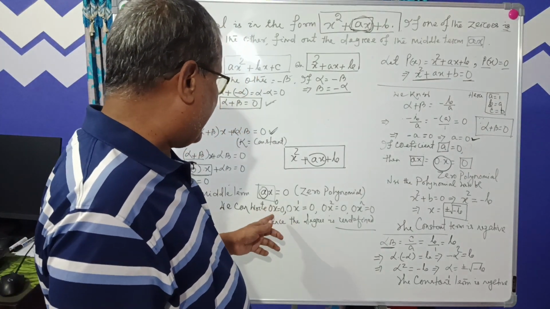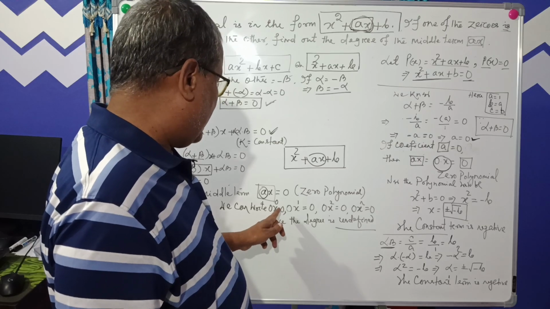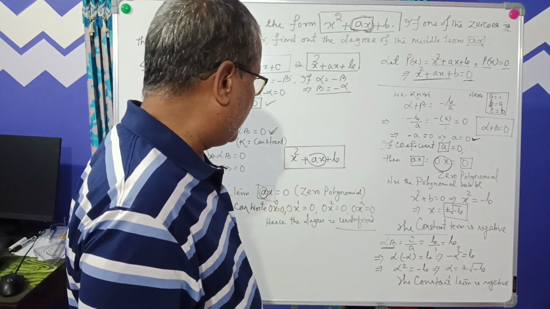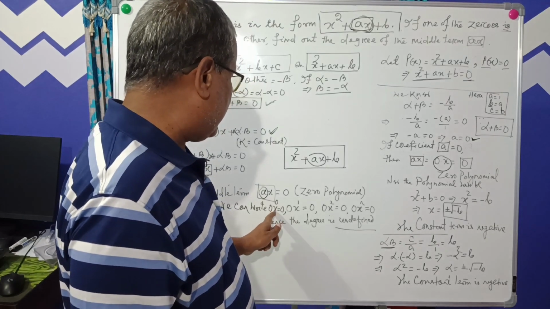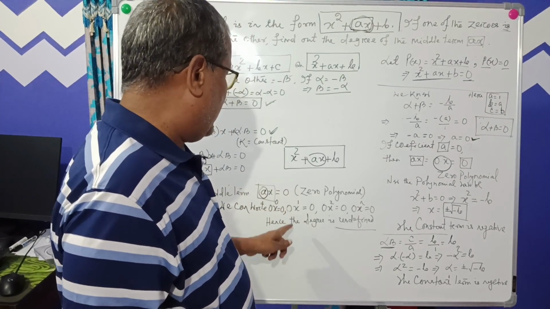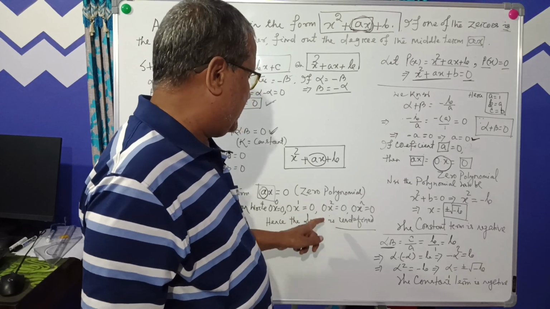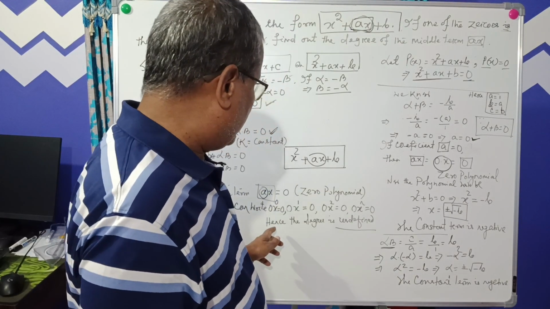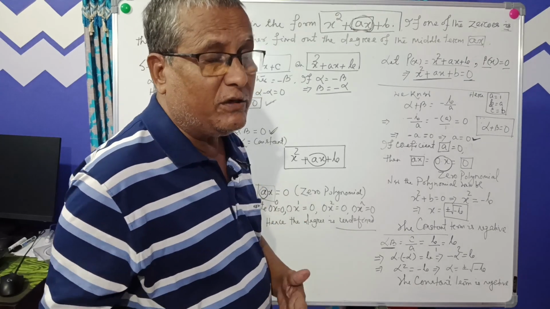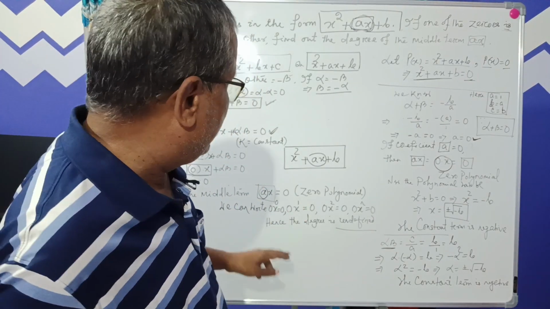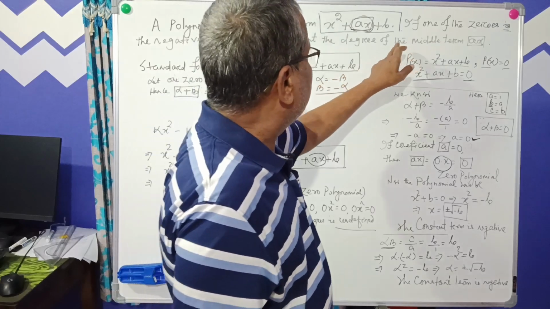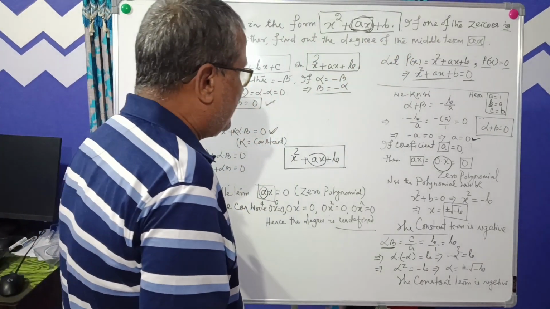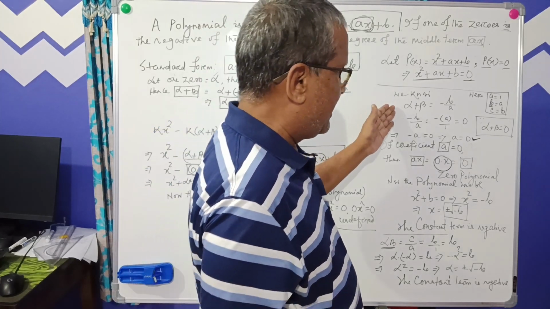For a zero polynomial, we can write the coefficient 0, variable x and degree from whole numbers: 0 x power 0 is 0, 0 x power 1 is 0, 0 x power 2 is 0, 0 x power n is 0. So the degree of the zero polynomial is undefined. Now the answer is that the degree of the middle term is undefined. So let's apply this in our formula.